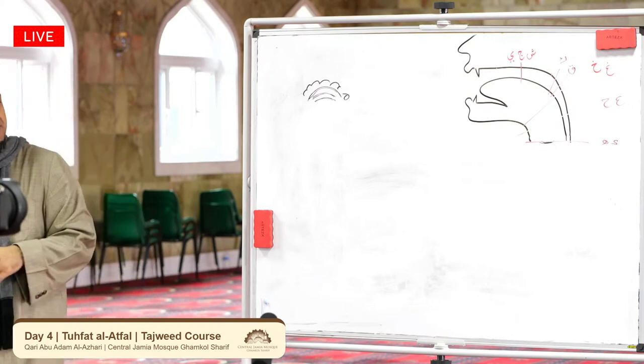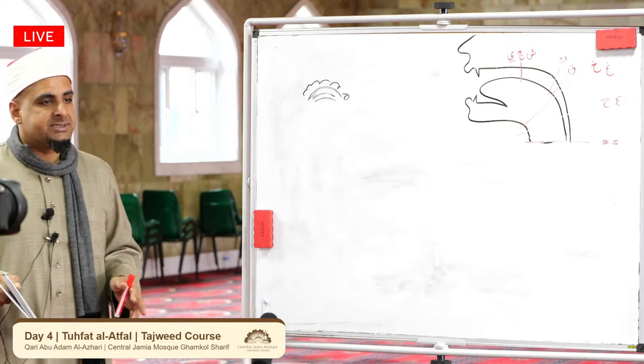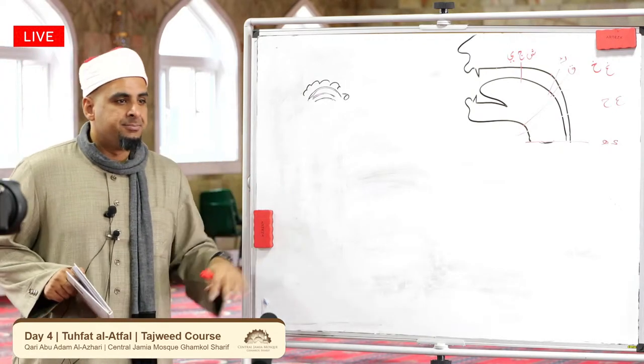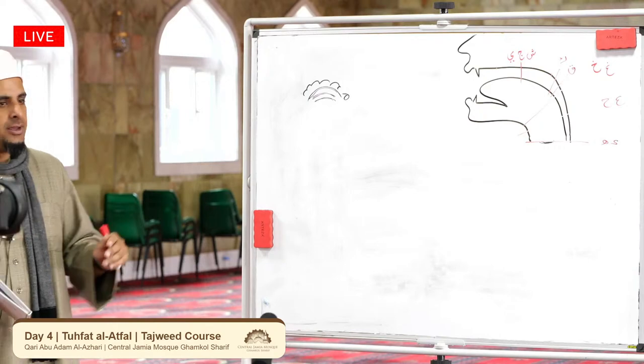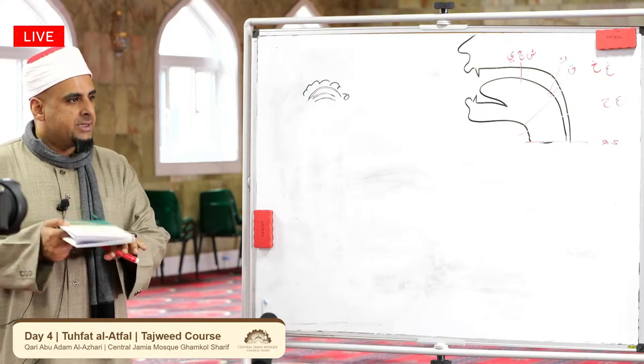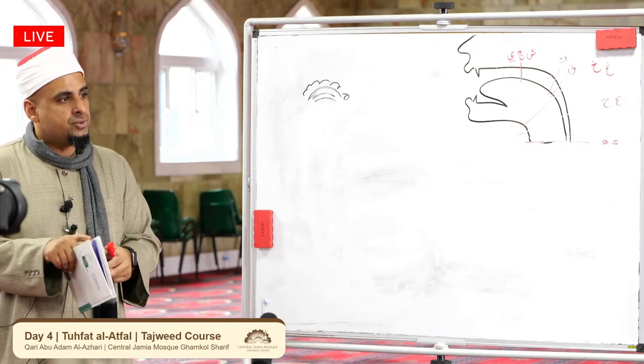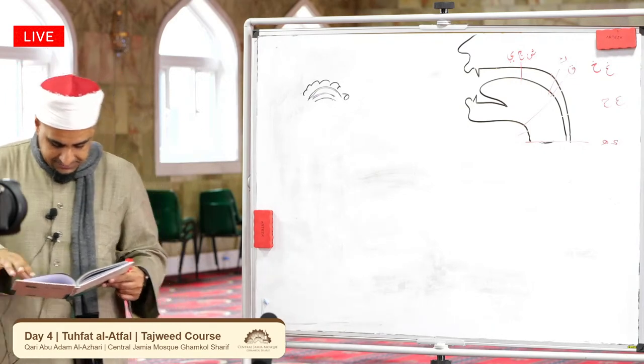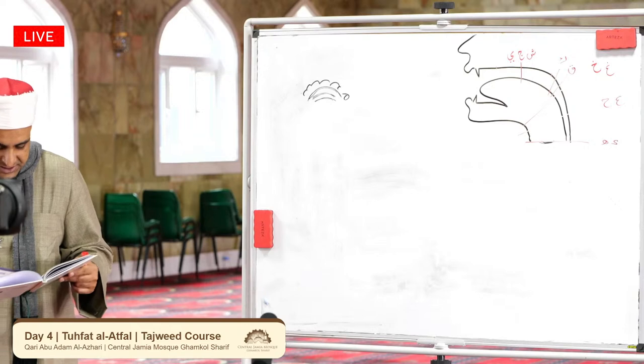We'll talk about this on Monday. We'll go through the characteristics so we can understand the idgham better. So I'll go through it in more detail. For now, the middle of the tongue, sheen, jim, and ya, and the palate is used in order to recite the letters. So he mentions it at the bottom.